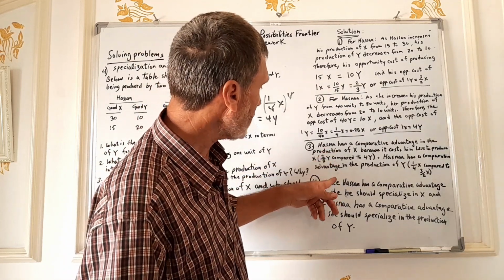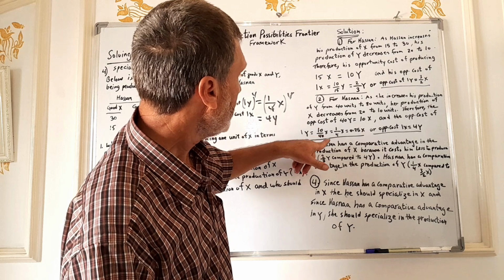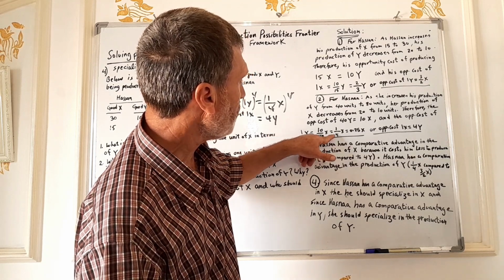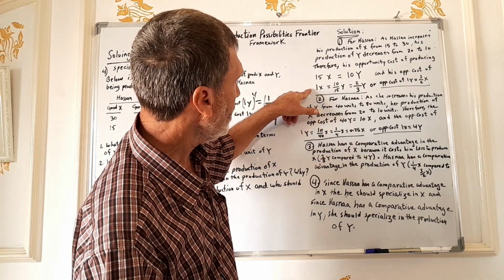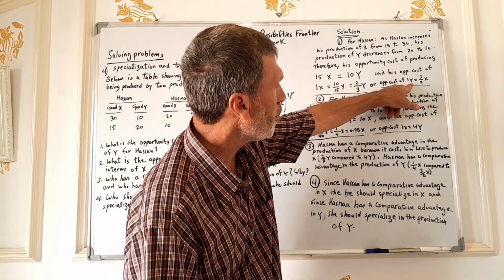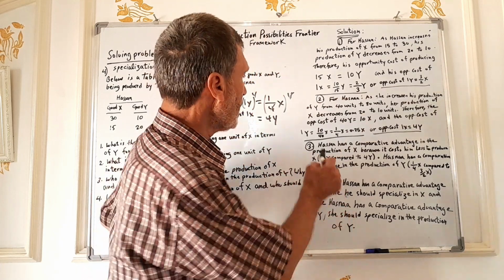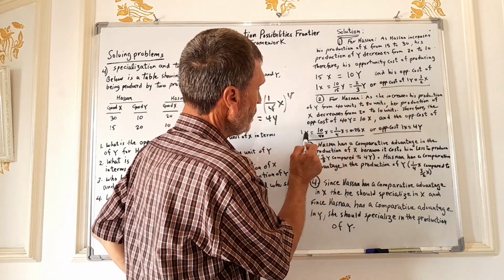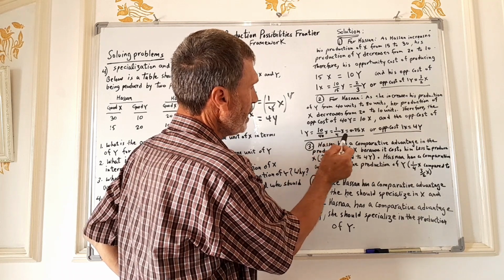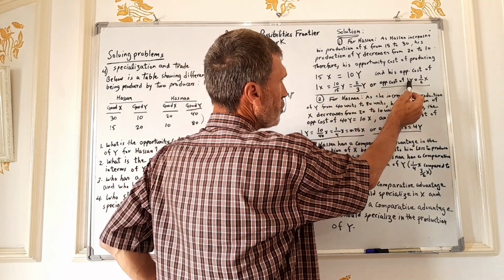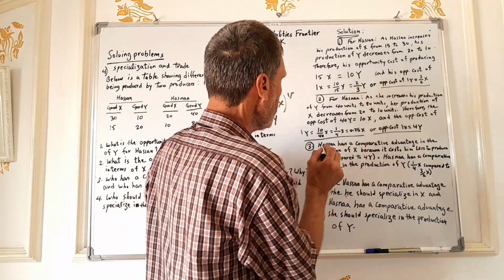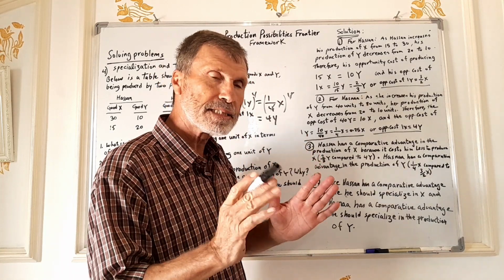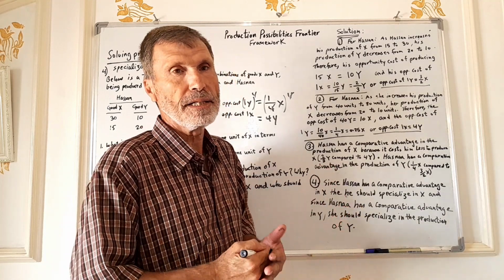Now, for Hasna, if she produces Y, she loses 1/4 X. However, Hassan, if he produces Y, he forgoes or loses 3/2 X, which means that Hasna has a lower cost of producing Y than Hassan, because the opportunity cost of 1Y for Hasna is 1/4 X, while the opportunity cost of 1Y for Hassan is 3/2 X. So we say that Hasna has a comparative advantage in the production of Y, since she is producing Y at a lower cost than Hassan.